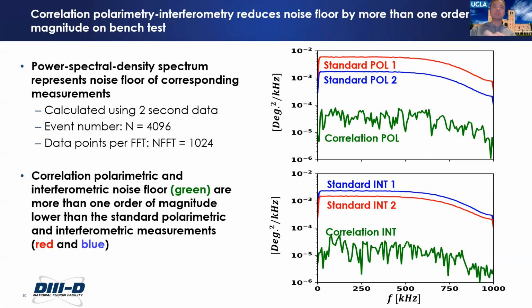What we can see here is the correlation polarimetry and interferometry noise floor, which is the green curve, is more than 1 order of magnitude lower than the standard polarimetry and interferometry measurement, which is the red and blue curves.